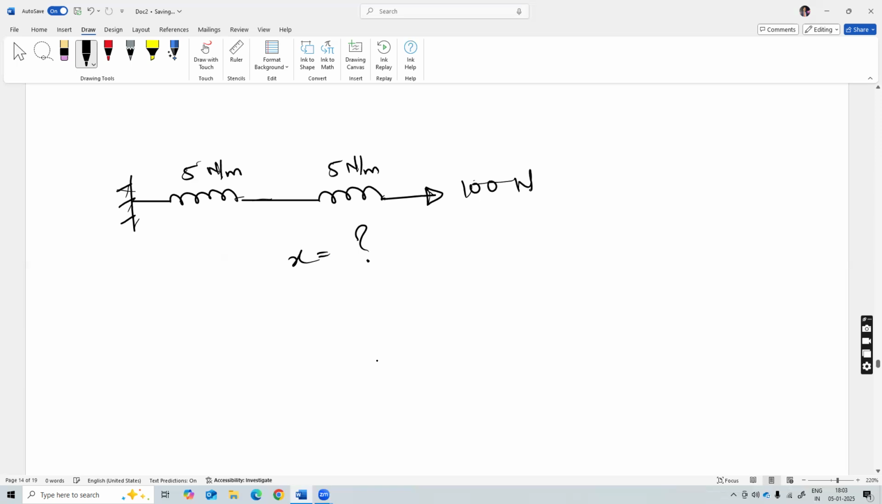Can you find out the change in length of the spring in this case? Just find out the change in length of the spring in this case. I will wait for 1 minute.